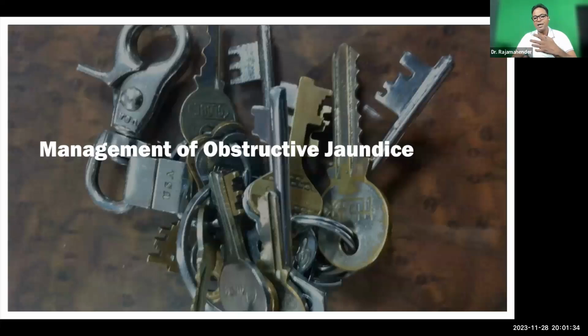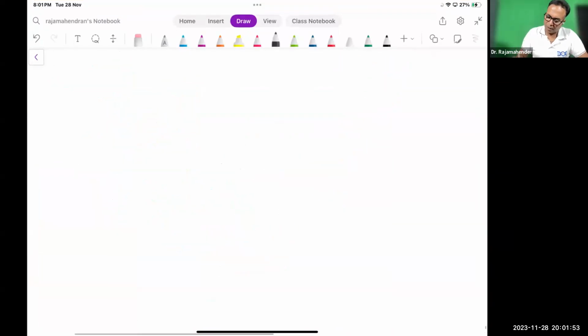Obstructive jaundice is a disease treated by surgeons with a bunch of keys. We have multiple keys, and we have to select the correct key for the correct hole. Otherwise, you cannot treat the obstructive jaundice. That is the concept here. So how do we treat each obstructive jaundice by the ideal method? Let us go on one by one.